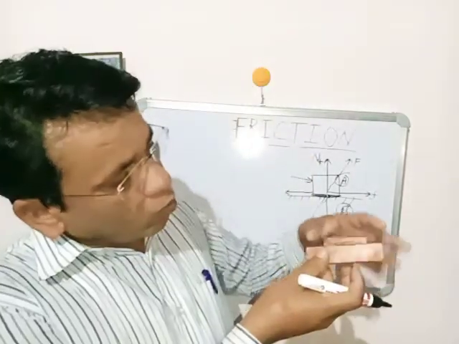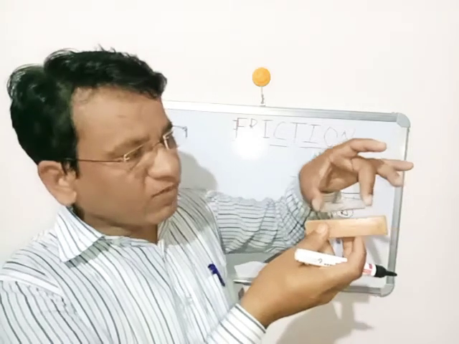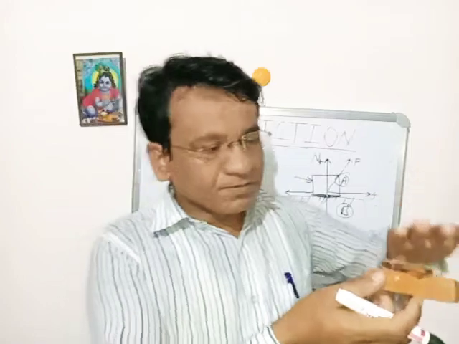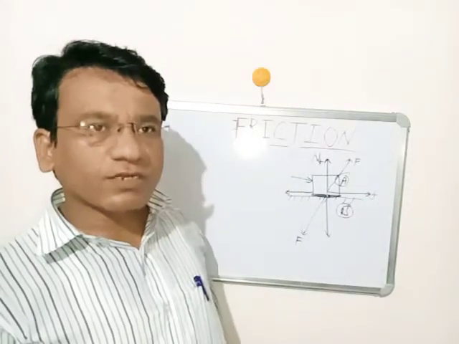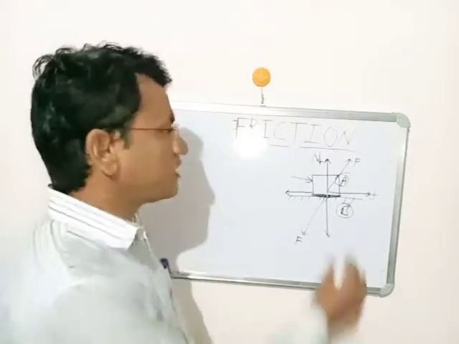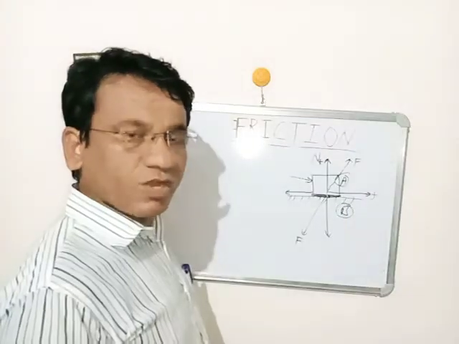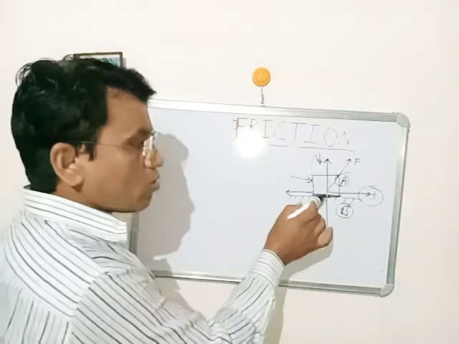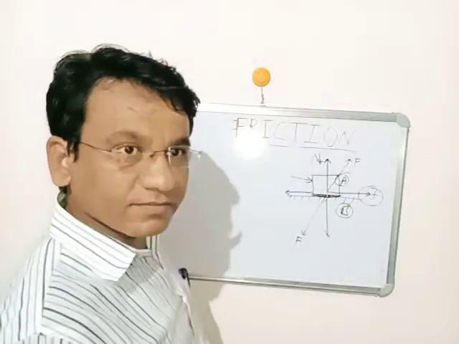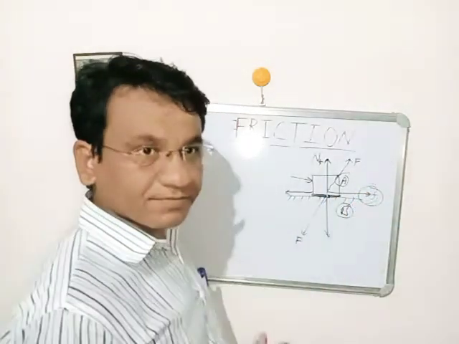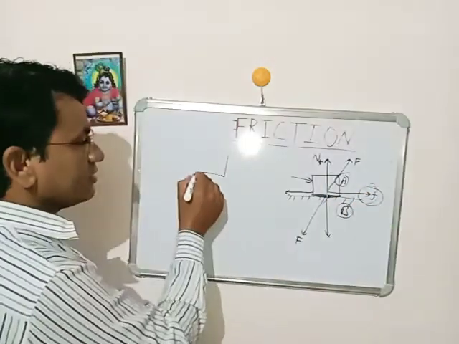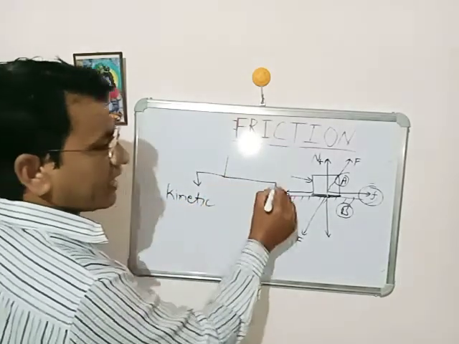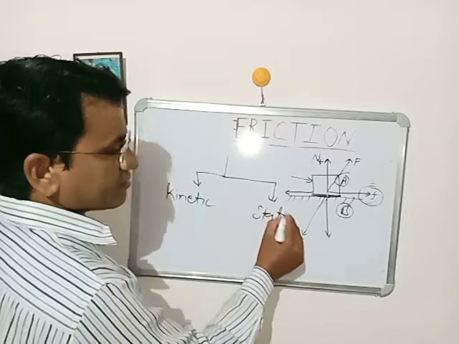If you place a body on the surface of another body, then a contact force will be developed, and that contact force has two components. Got it? The friction which is developed between the contact surfaces of the bodies has two types. First is the kinetic and second is the static.